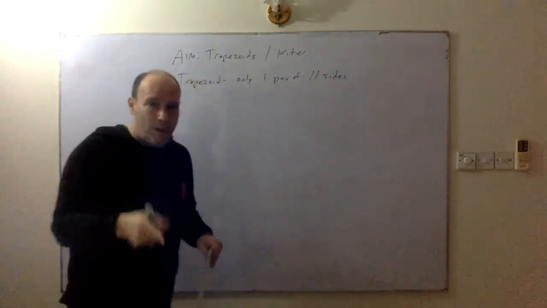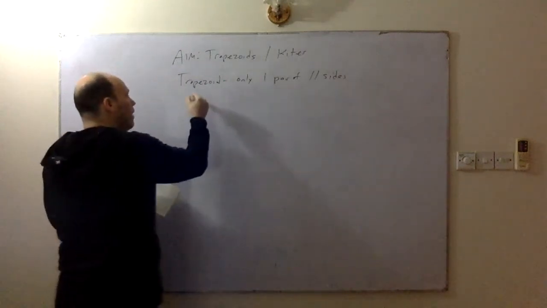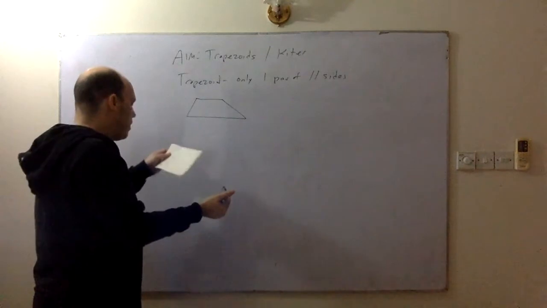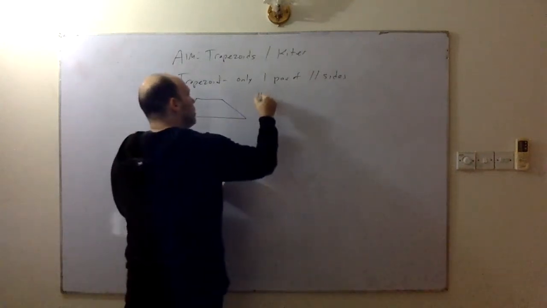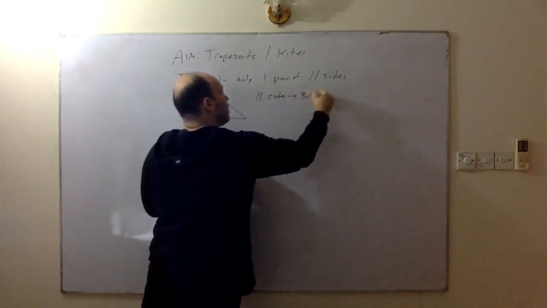We're going to see that we have to prove that the other two sides are not parallel. So we kind of know what a trapezoid looks like. This is a general shape. The parallel sides are known as the bases.